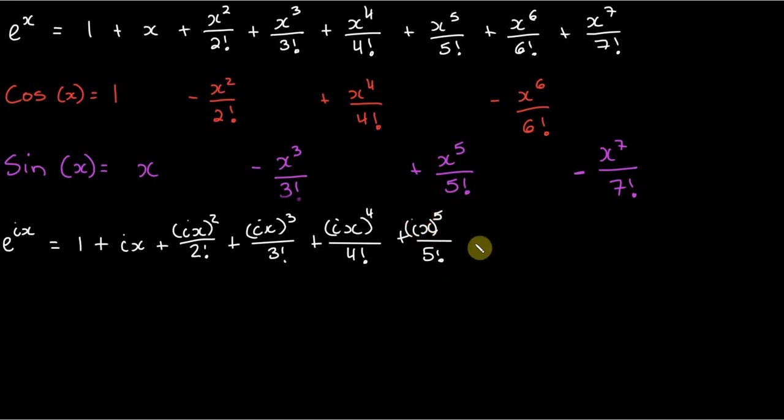Plus, again, (i times x), put it in brackets, to the power of 6 over 6 factorial, and finally the last term, plus (i times x) in brackets, raised to the power of 7 over 7 factorial, and there are infinitely many terms, so that just goes on. Right. So why do this, I guess, is the obvious question.